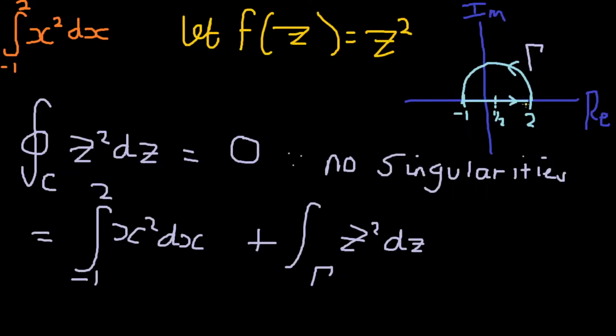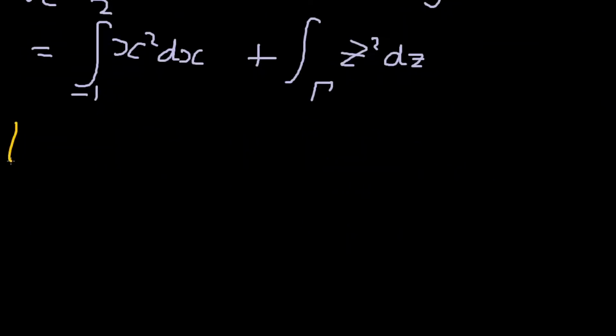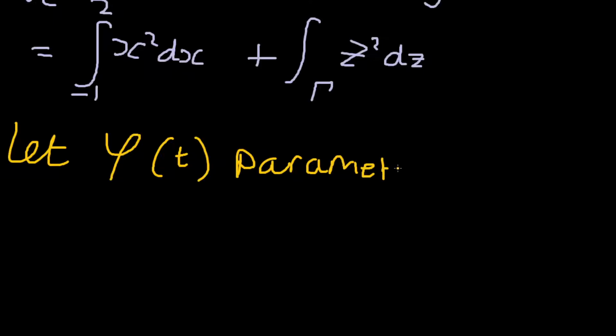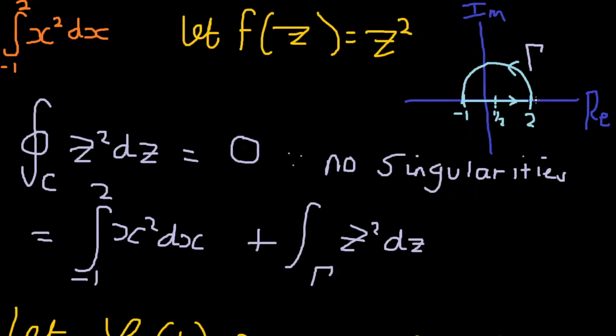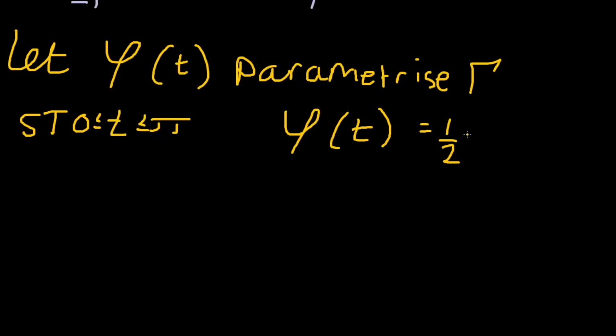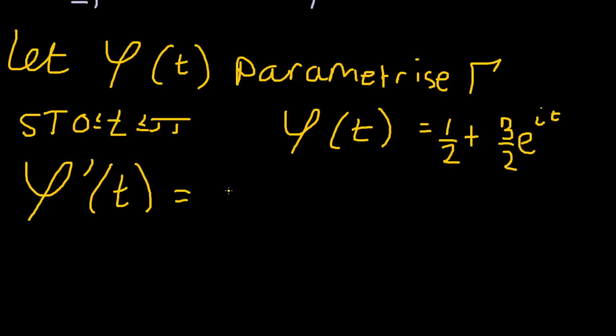So let's continue. We need to parameterize this curve gamma here somehow. So we're going to let small gamma of t parameterize gamma such that t is between 0 and pi. Gamma of t, well, it needs to be in the form e to the i theta plus 1/2. So it must be 1/2 plus 3/2 e to the i t. We need to work out gamma prime of t, which is just 3i over 2 e to the it.